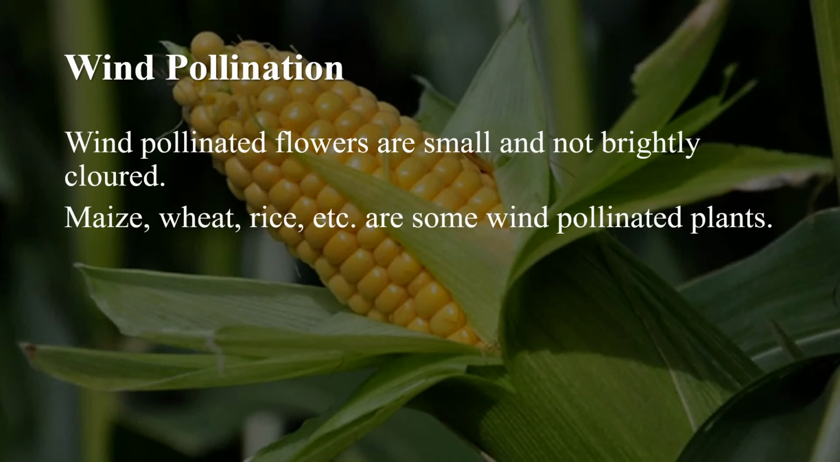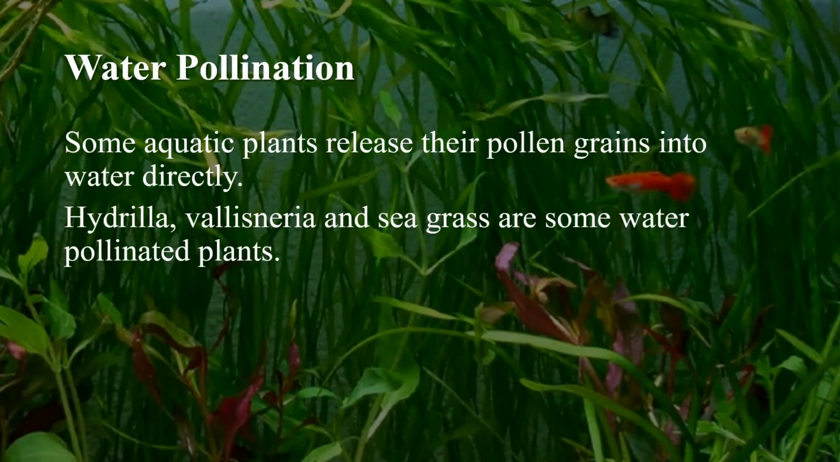another. And the next type of pollination is water pollination. Some aquatic plants release their pollen grains into the water and they are carried to other flowers by water currents. Hydrilla, Vallisneria and seagrass are some water pollinated plants. The pollination by water is called hydrophily.